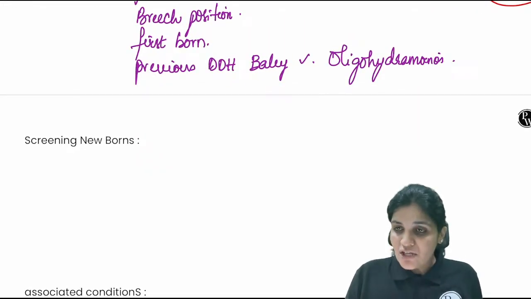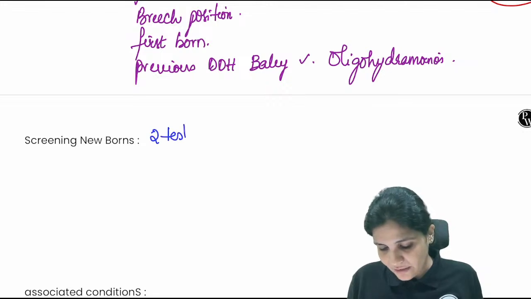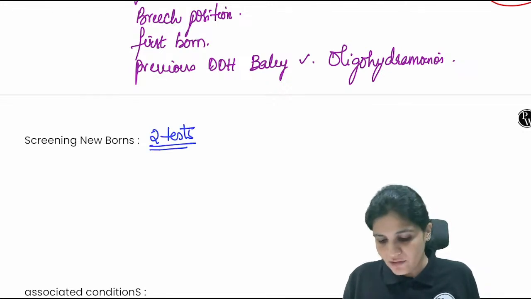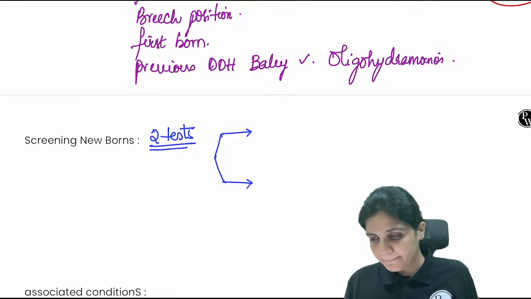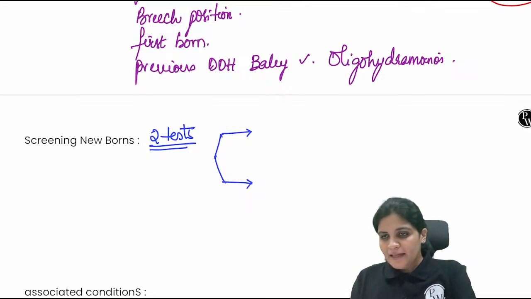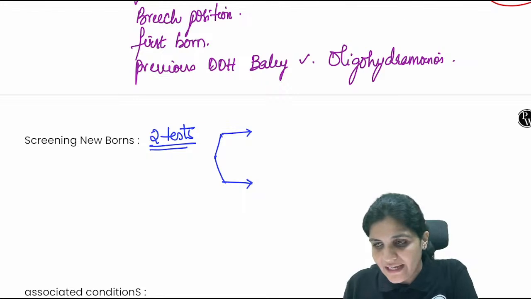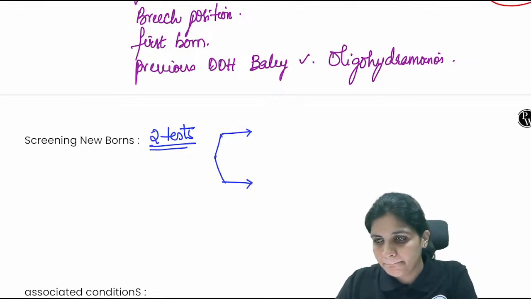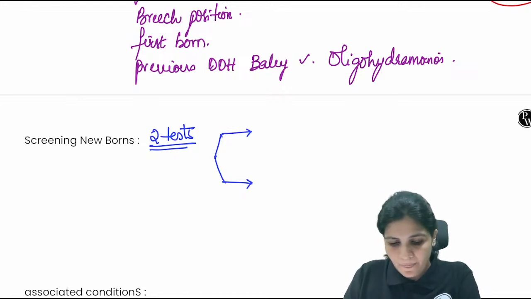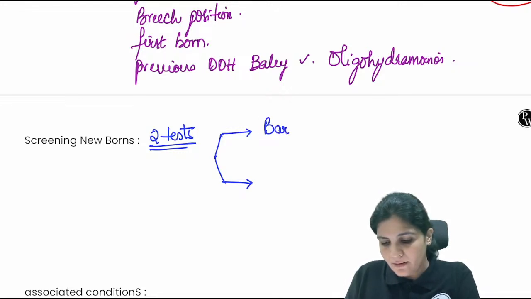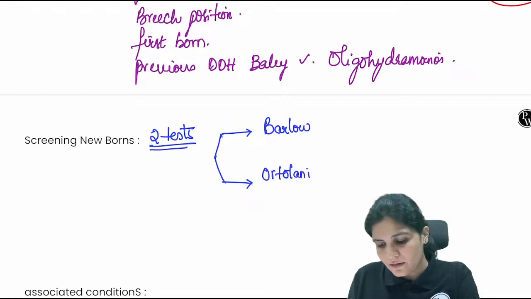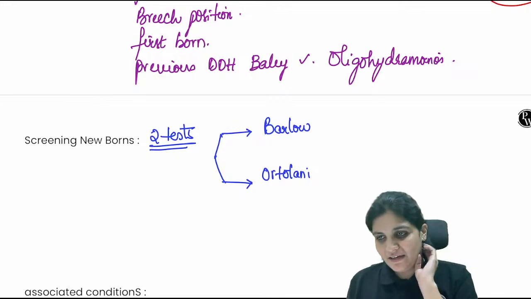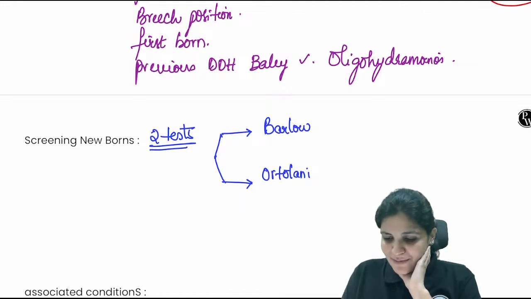And how do you screen? There are two important tests for screening of DDH. So what are those two important tests? Yes, Kalai, what are the two important screening tests for DDH? One is Barlow, the second one is Ortolani. Yes, very good. So Ortolani's and Barlow's. Very good. I was about to tell you the same mnemonic.